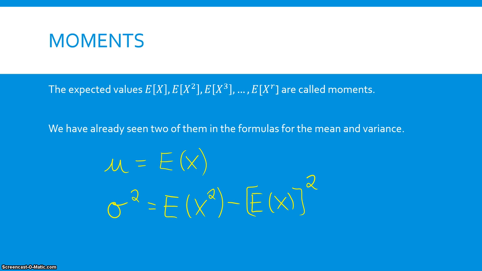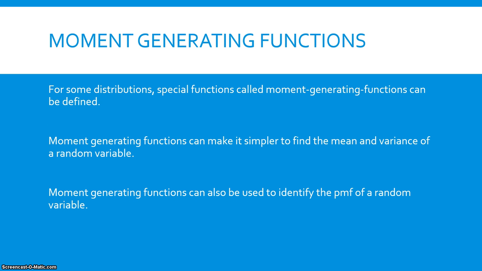So we can see that if we had a handy way to find the moments, then we would also have a handy way to calculate the mean and the variance. That handy way to find the moments for some random variables is going to be what's called a moment generating function. So for some distributions, special functions called moment generating functions can be defined. A moment generating function can make it simpler to find the mean and the variance of a random variable. And they can also be used to identify the probability mass function, that's our little f of x, remember, for a random variable.